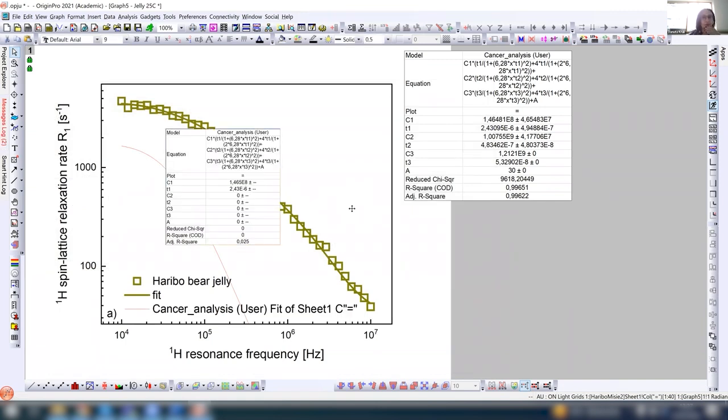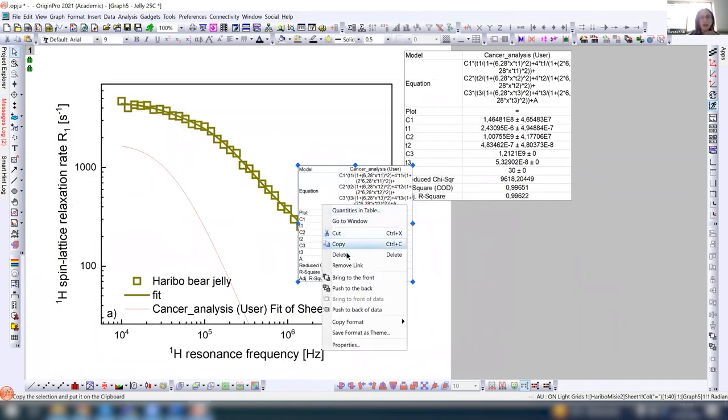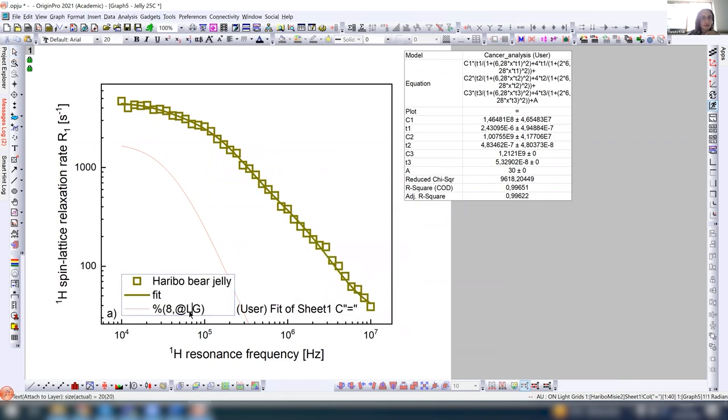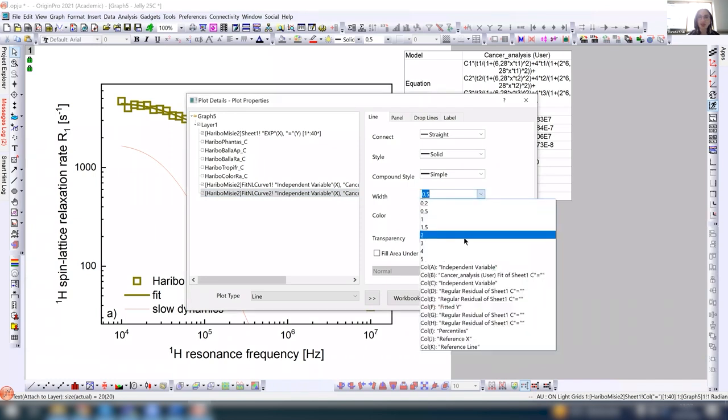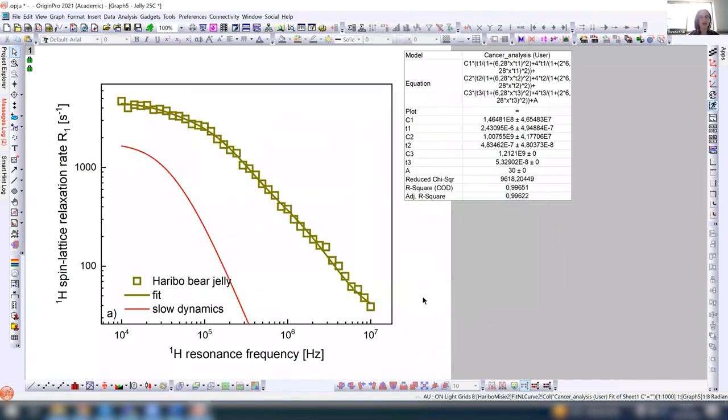Okay, and this is of no importance. This is also, I can write here, slow dynamics. And here you have the contribution to the relaxation rate associated with slow dynamics. So you have this first contribution with this longest correlation time. Let me proceed.